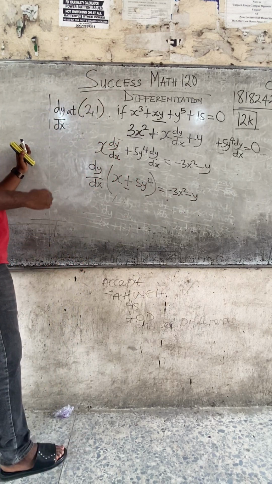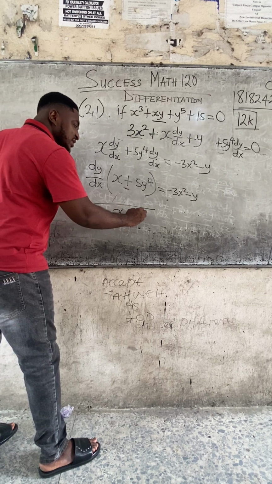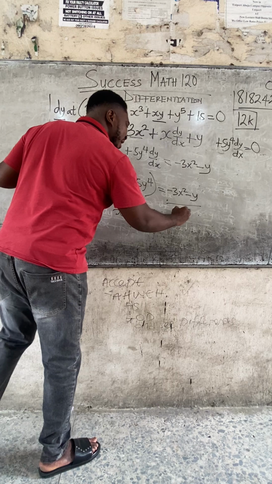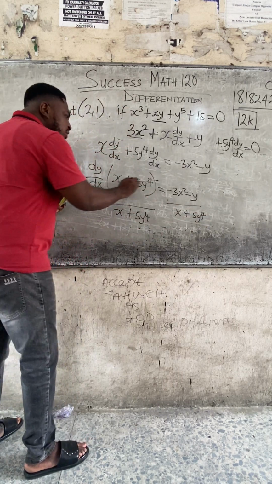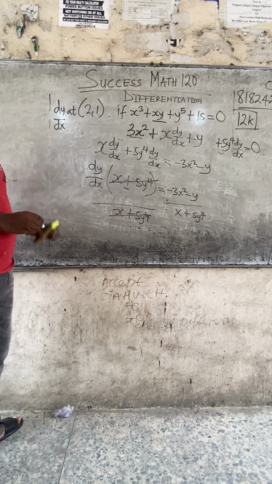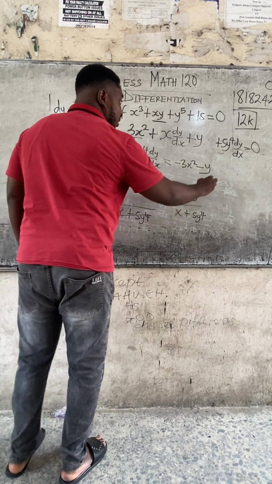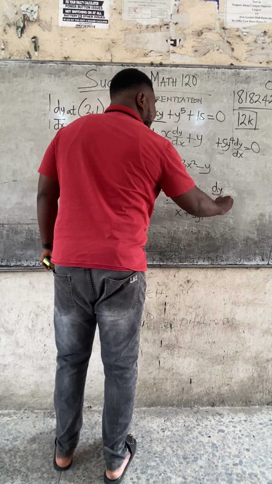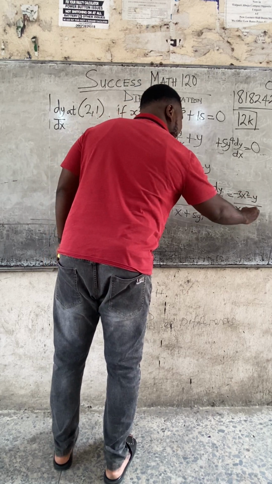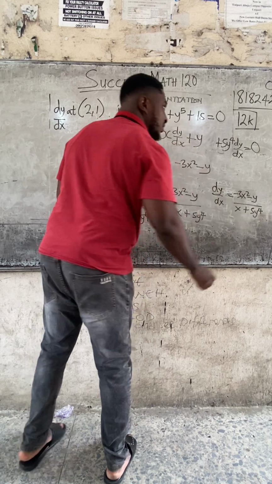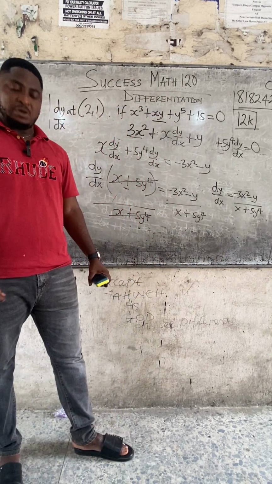What do we now do? Make the dy/dx the subject by dividing both sides by what is in the bracket, x plus 5y raised to power 4. So that x plus 5y raised to power 4 cancels x plus 5y raised to power 4. And our dy/dx equals what? Minus 3x squared minus y all over x plus 5y raised to power 4. Class, are we following?